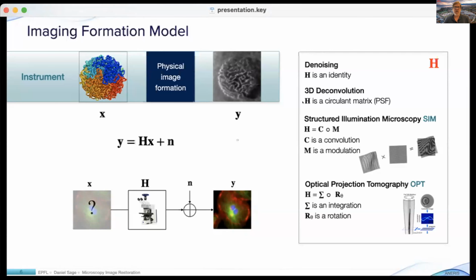For deconvolution, we consider H exactly as the PSF, but there are other modalities, typically structured illumination microscopy, where H in that case is a convolution followed by a modulation with interference. We have also optical projection tomography that can be summarized in this H. In that case, it's an integration or projection, and then we have a different rotation. So all these operators are linear operators, and it's possible to put all these operators in the H. Okay, so that's the image formation model that we consider.